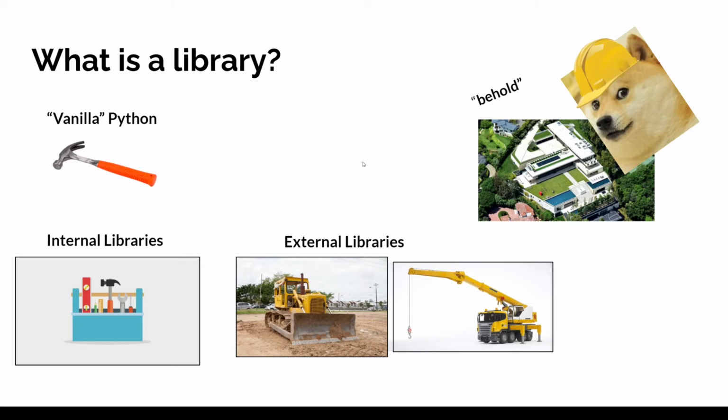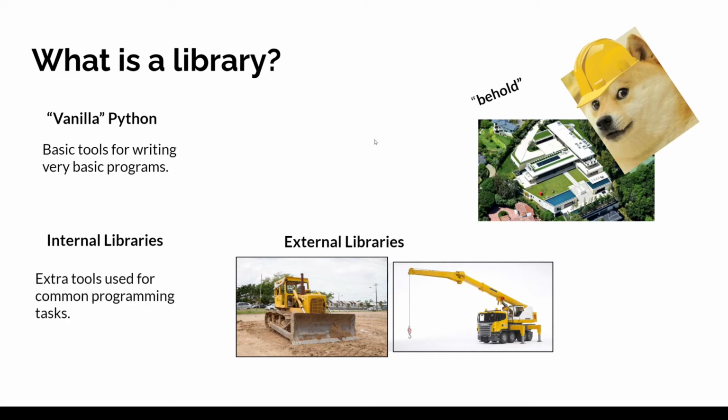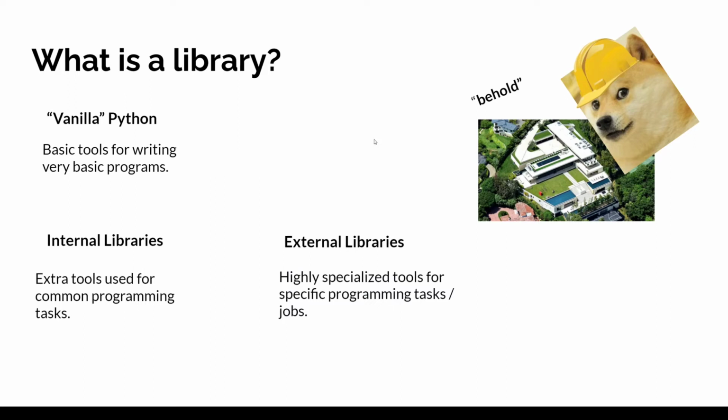So let me be really clear. Vanilla Python is all the basic tools for writing very basic programs. It's what's there when you first run a new REPL. It's what's available to you when you first create a new Python program if you have it installed on your computer. Internal libraries are extra tools used for very common programming tasks. And external libraries are highly specialized tools for specific programming tasks, and we often associate these external libraries with actual career fields. And I'll talk about some examples shortly. So let's go over these in a little more detail.